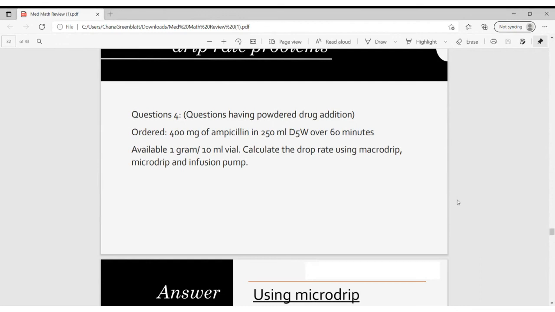And I'm sorry, you all were correct before. It is GTT per minute. Your drop factor is GTT per ml. So just fix that on your notations.